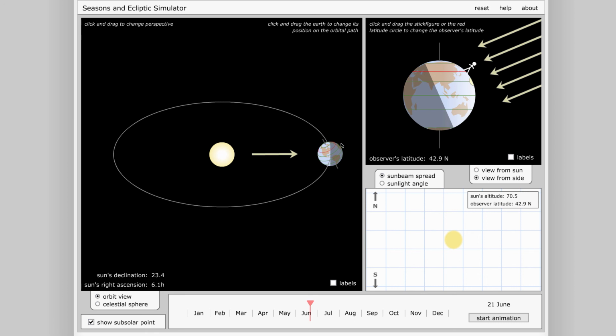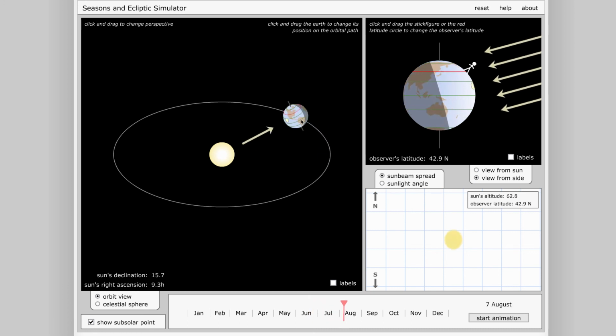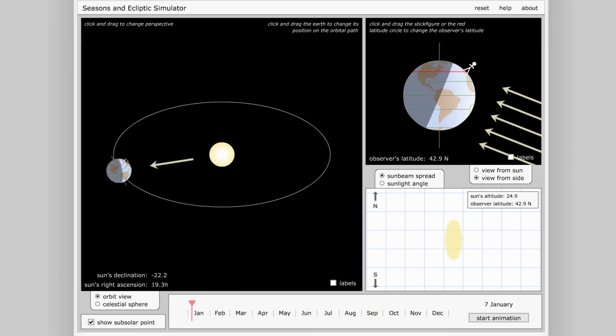And then another view that we're taking a look at here is the upper right-hand view. This is set for a person here in Palatine. And it says the observer's latitude. We're at about 42 degrees north of the equator. Now in the bottom right here, we have the sunbeam spread, they call it. And what that means is this: it's showing if the angle of sunlight that's being cast in that area is direct or if it's spread out.